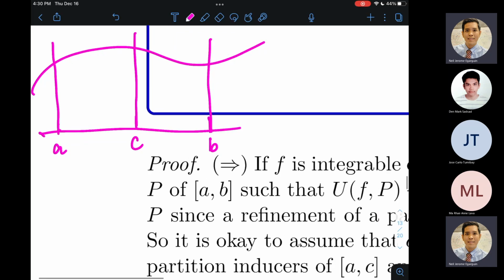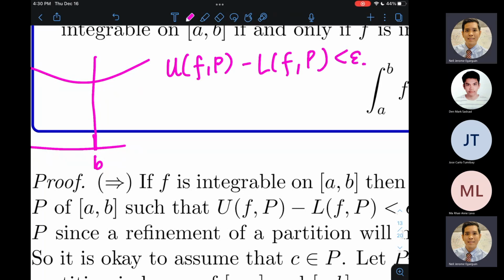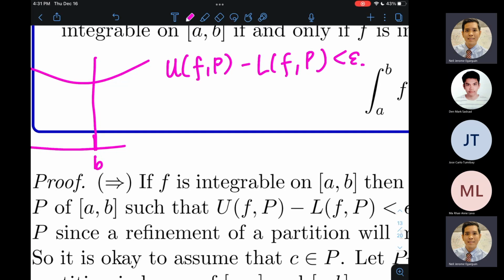It will just bank on the integrability criterion. Remember, the integrability criterion says that for any given epsilon greater than 0, we must find a partition inducer such that the upper Riemann sum minus the lower Riemann sum with respect to that partition inducer is less than epsilon. So basically, ang sinasabi sa atin ng integrability criterion na yun ay we can make the difference between the upper Riemann sum and the lower Riemann sum arbitrarily close to each other, thereby making their infimum and supremum respectively equal to each other. Okay? So tingnan natin yung proof.